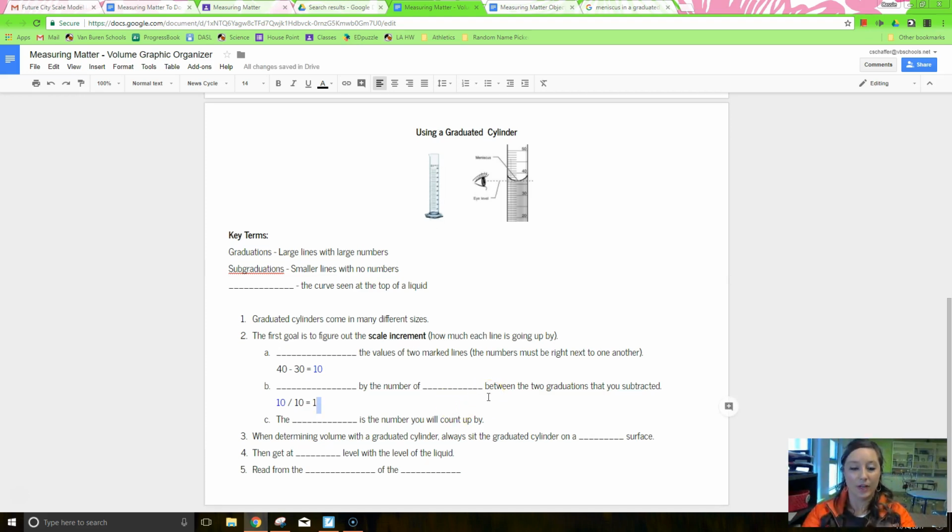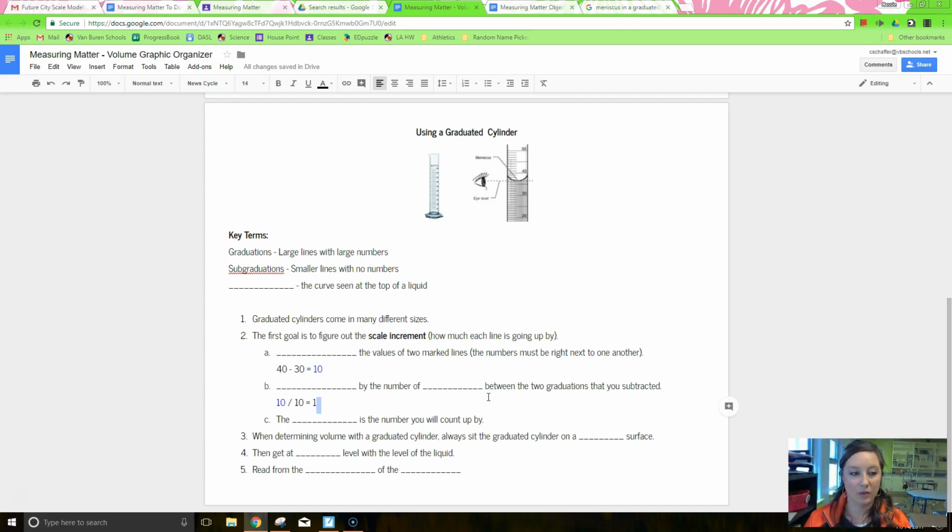So in order to figure out what these little sub-graduations are going up by, some people can just guess at it. They're very good at just looking and figuring out what they're counting up by. Some people are not very good at that. There is actually a formula that we can use in order to figure that out. Or there's a series of steps, I should say, not really a formula.